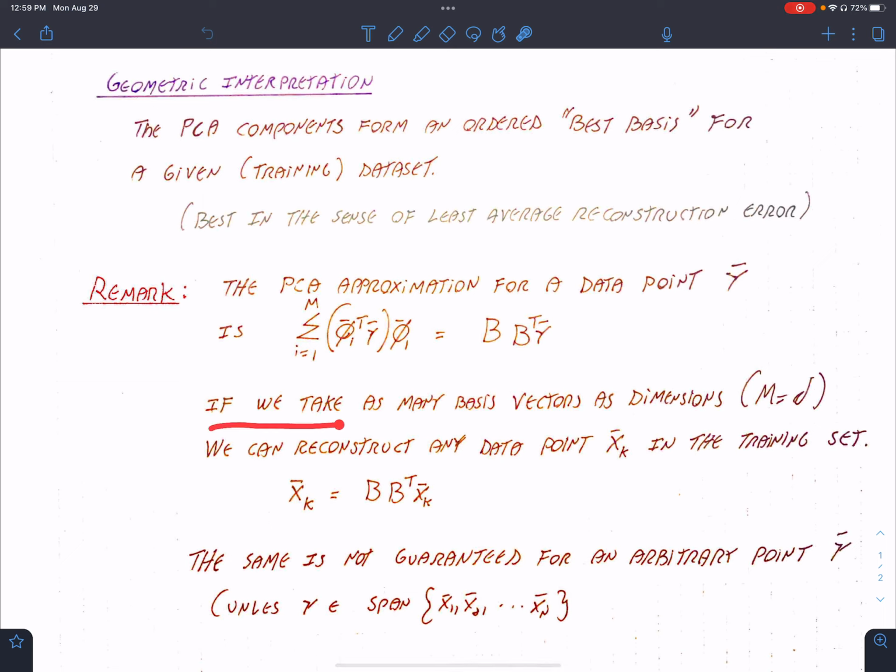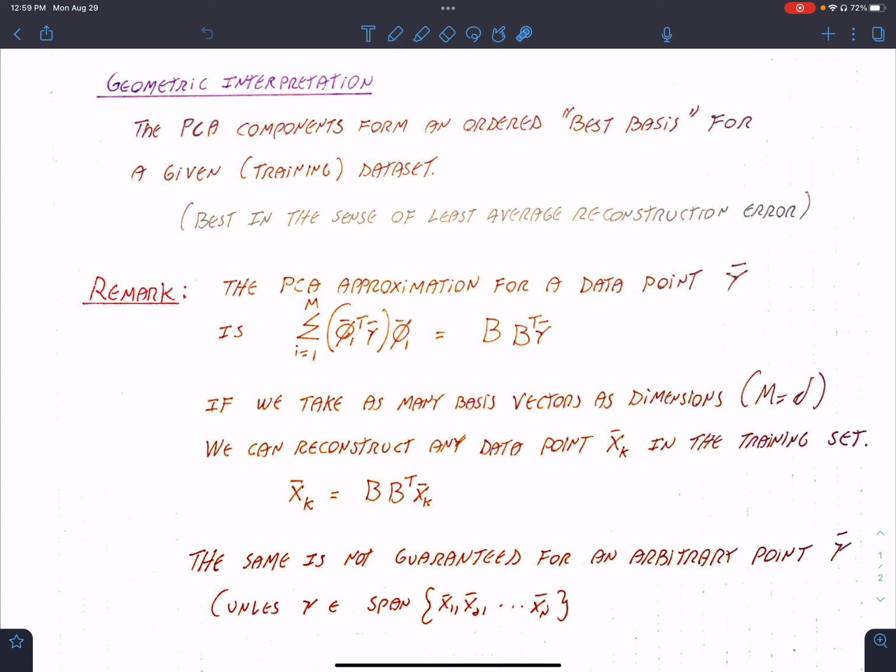And if we take as many basis vectors as dimensions, let's say for this case we make m equals d, then we can reconstruct any data point xk as long as this data point was in the original training set. This will work. In other words, xk will equal the approximation of itself.